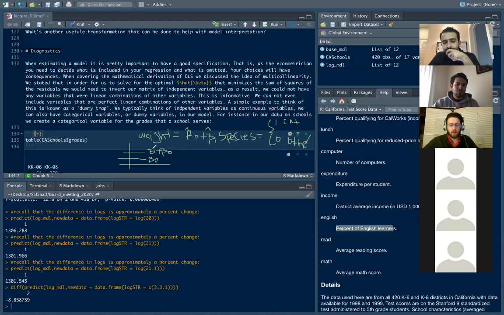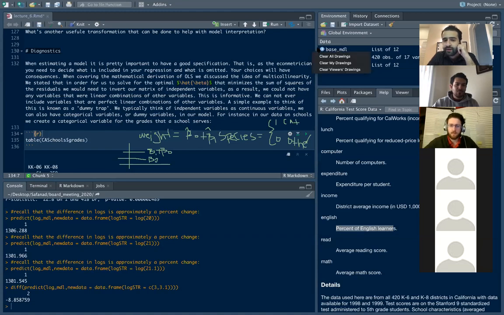So would you call that a slope dummy? Right, that's what that is? It's not a slope dummy. No, a slope dummy would be an interaction. Oh, okay. So here it's just a variable that represents the category cat.